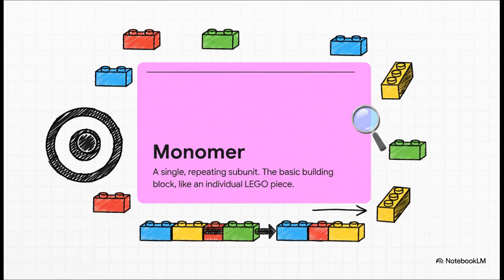Okay, first things first, we have to understand the basic piece. In biochemistry, we call this a monomer. The easiest way to think about it, it's one single individual Lego block. It's simple, it's repeatable, and by itself, it's really just a starting point.